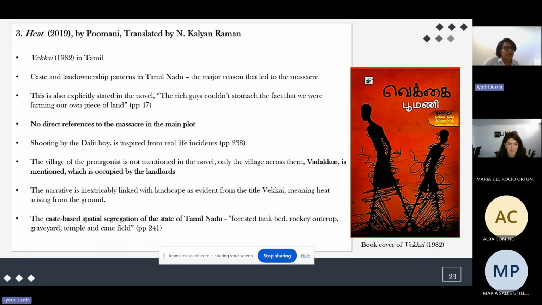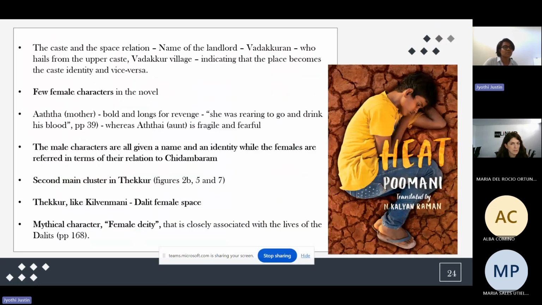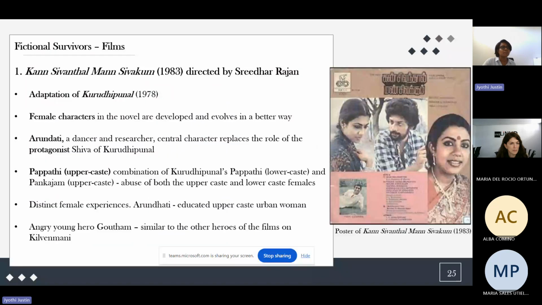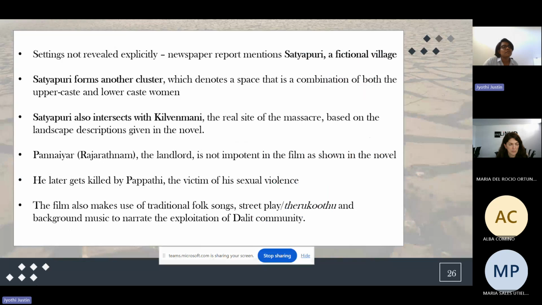The other text that we are looking at is Heat. It's again a novel that is set on the massacre, but there are no direct references to the massacre. We are also looking at multiple films. This film is actually an adaptation of another text that we are looking at, and in all these narratives that we have looked at, there is a use of either real or fictional space.